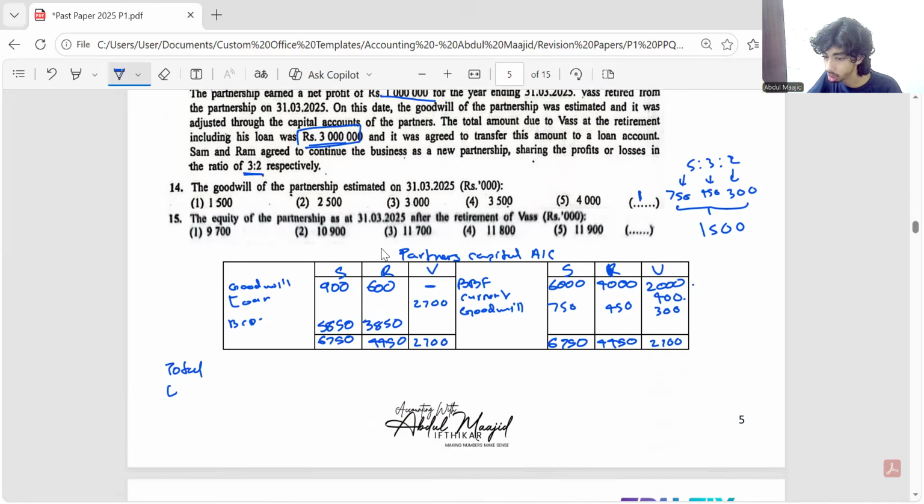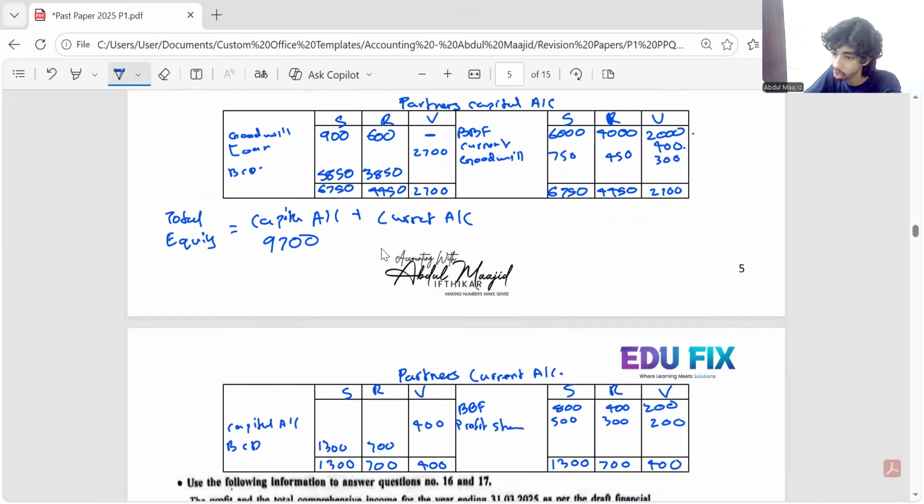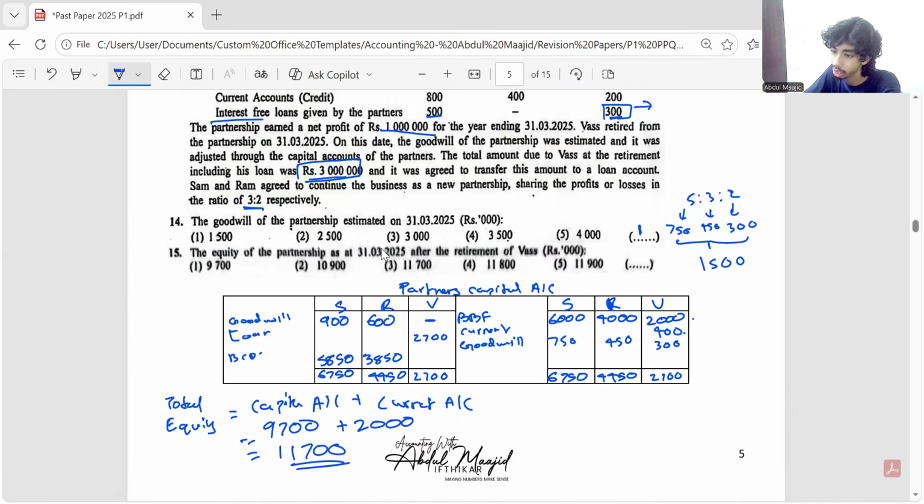Total equity equals capital account plus current account. Capital account total, so only Sam and Ram, Vas is retiring. So 5850 plus 3850, that is 9700. Current account 1300 plus 700, that is 2000. So it's gonna be 11,700 your total equity. 11,700, answer number 3. Then moving on to the next question.